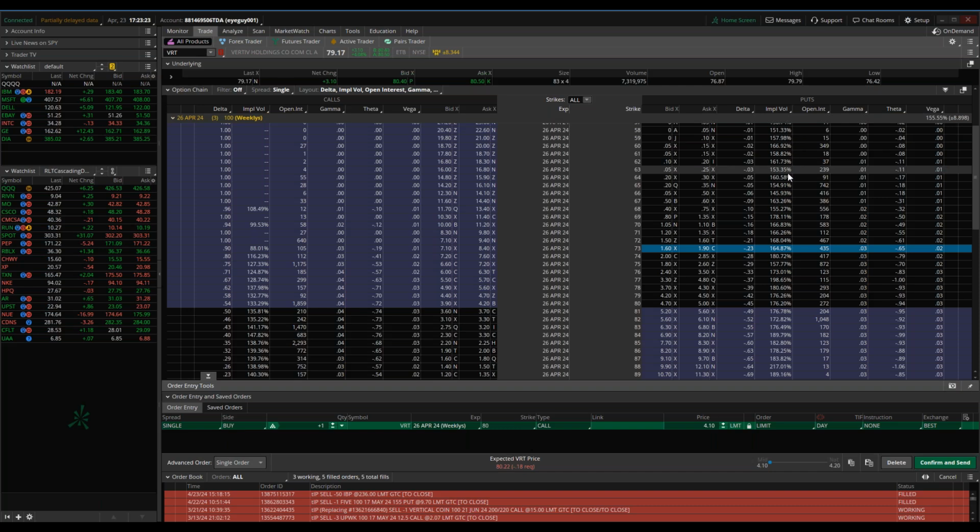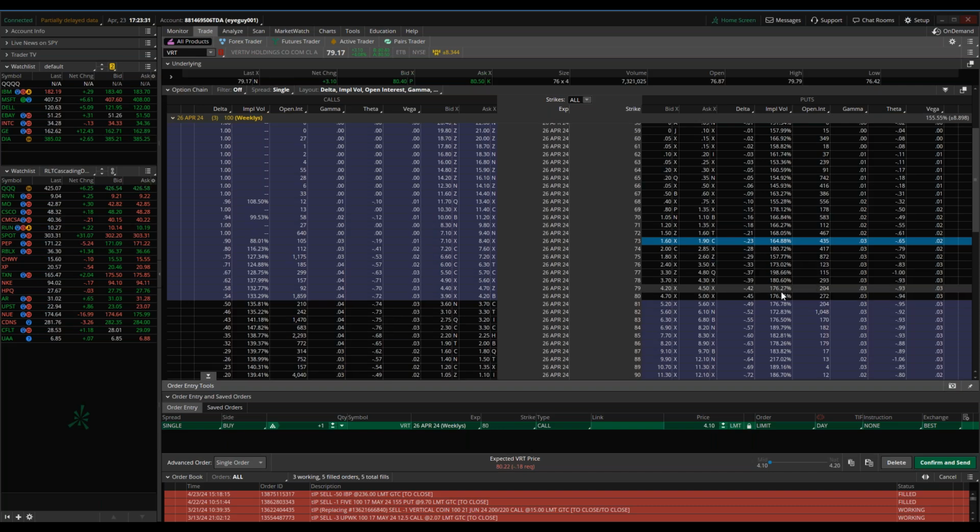Look at the implied volatility on the put side, 168%. This is the kind of implied volatility we want. Tremendous IV.